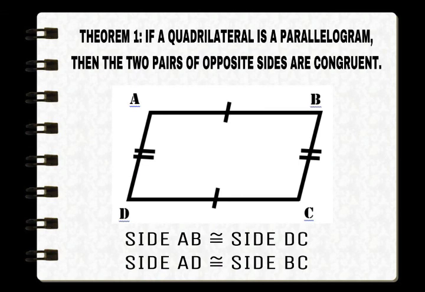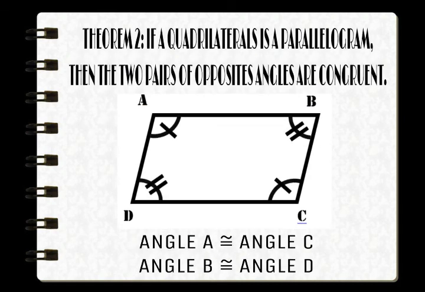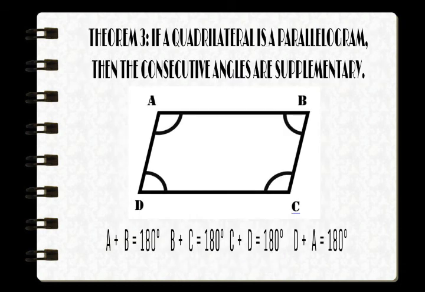Theorem 1. If a quadrilateral is a parallelogram, then the two pairs of opposite sides are congruent. Theorem 2. If a quadrilateral is a parallelogram, then the two pairs of opposite angles are congruent. Theorem 3. If a quadrilateral is a parallelogram, then the consecutive angles are supplementary.